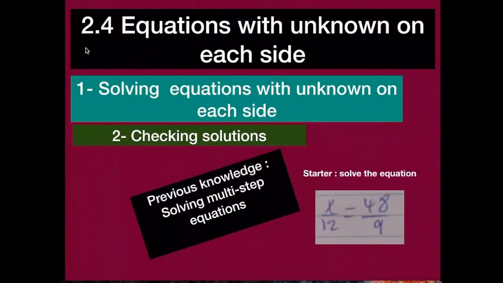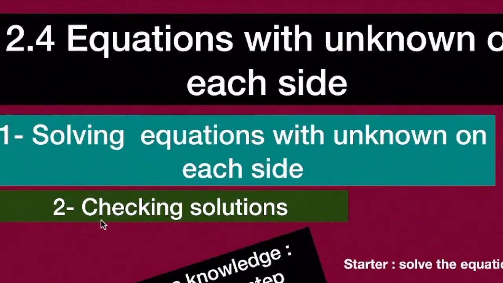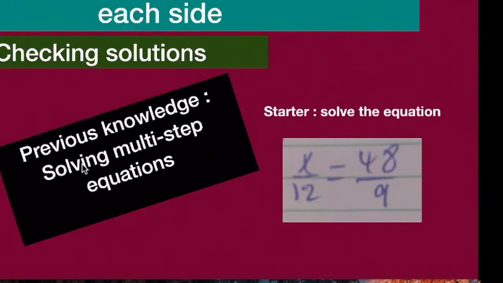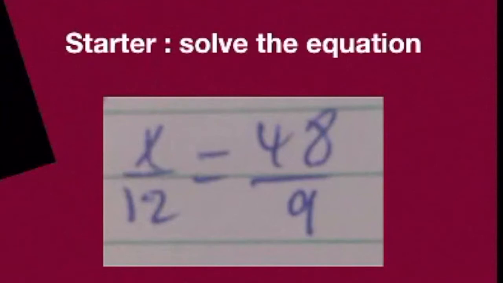In this lesson, the learning outcomes are: number 1, solving equations with a known on each side, and number 2, checking solutions. We need for this lesson to be able to solve multiple step equations. This is a starter for the lesson. Solve the equation x over 12 equals 48 over 9. You need to pause this video and try this equation and then come back to check the solution.